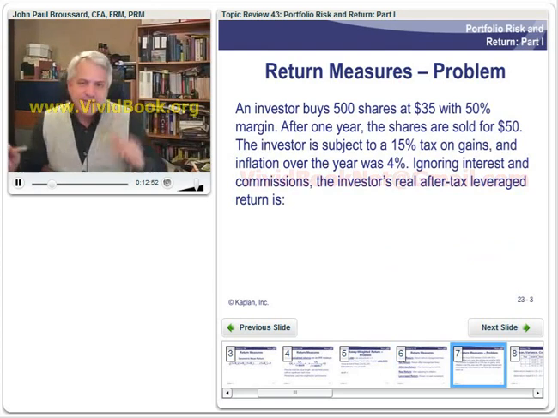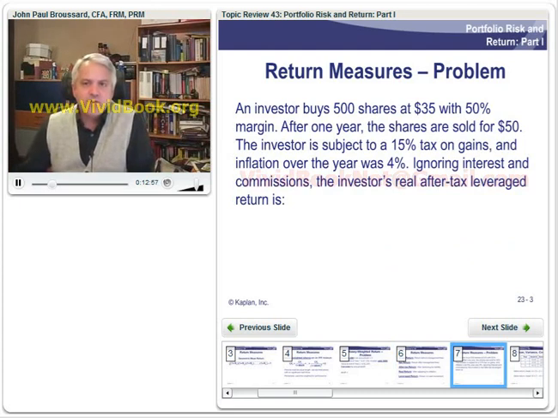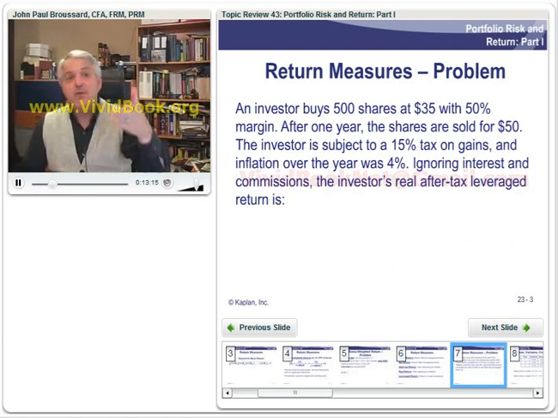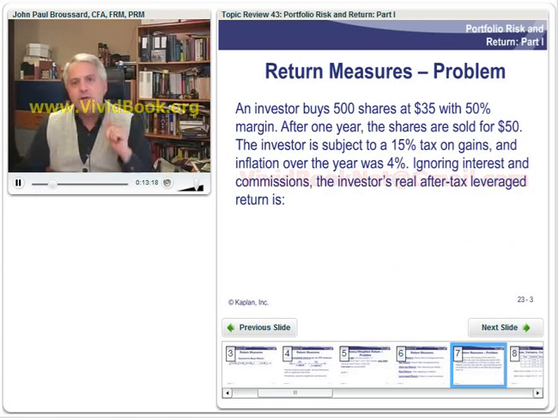So as an example, let's see if we can walk through one. An investor buys 500 shares at $35 with 50% margin, meaning that they put up 50%. So the amount of cash that they put in is not going to be the entire 500 times 35. Or if you want to think of it on a per share basis, it's not going to be $35, it's going to be $17.50. After 1 year, the shares are sold for $50. So that's a $15 change in value from the initial investment, but because we didn't put in the original $35, that's going to have an impact on our return.